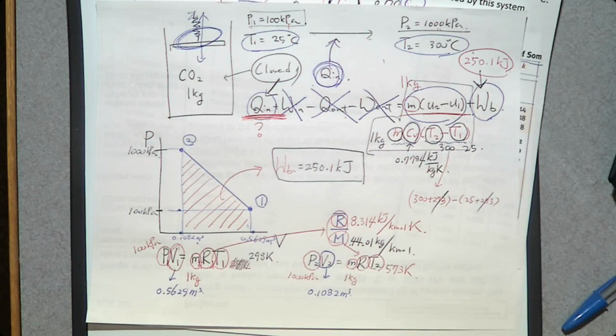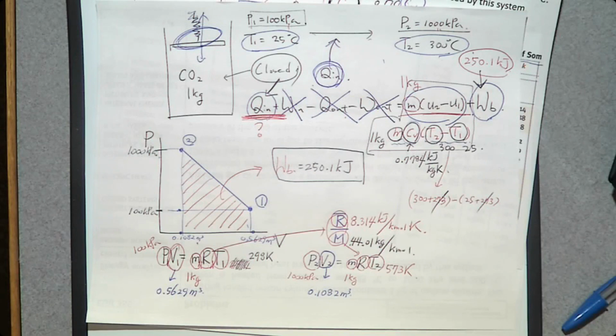Yes, it's a compression process. Initially 0.5 something, and finally only 0.1. So is it an expansion process or a compression process? It's a compression process. The moving boundary work, WB, is a positive value when it is an expansion process. It is a negative value when it is a compression process. However, when you calculate the area, it doesn't tell you whether it is positive or negative. It's always a positive value. So you need to determine the sign based on whether it is expansion or compression.